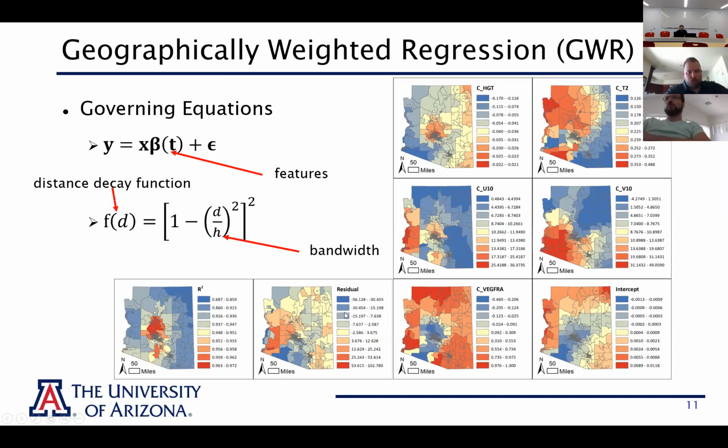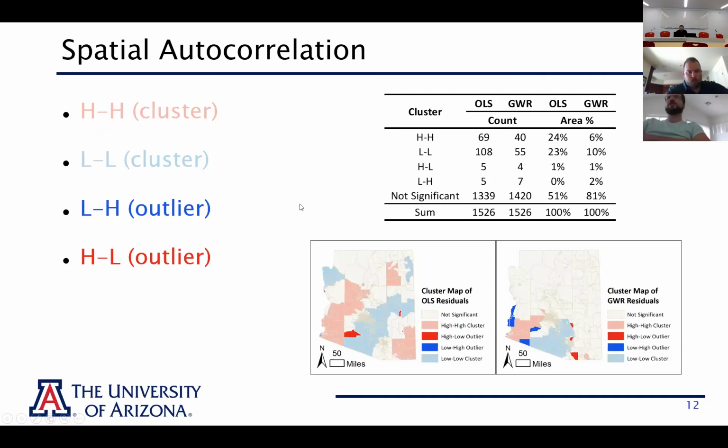But in order to make sure that our residuals were completely random and not clustered, I did a spatial autocorrelation local Moran's I analysis, where if a high feature is accompanied by another high feature, it's clustered. The same for a low feature and a low feature. But if a low feature and a high feature are together, they're just outliers. So for OLS, which is on the left, I see a lot of high-high and low-low, and they are about 47% of the area. For GWR, it's better, close to 16%.